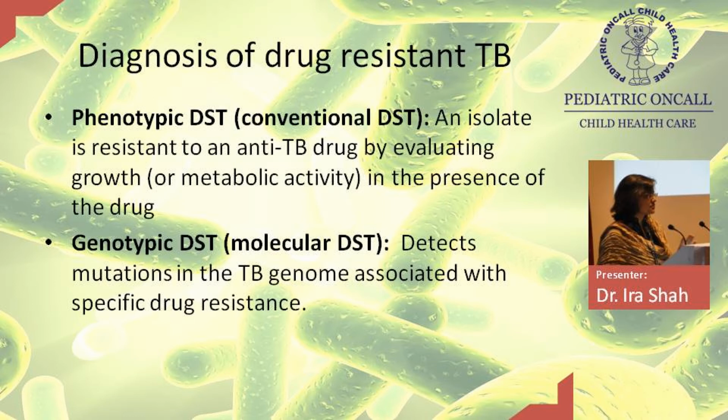You would lose around 3 to 6 weeks just for the bacteria to grow. Plus the phenotypic DST takes almost 2 weeks. So after you've grown bacilli on the culture, another 2 weeks before you get a phenotypic assay. The advantage is you get the MIC levels. So you exactly know which drug to use.